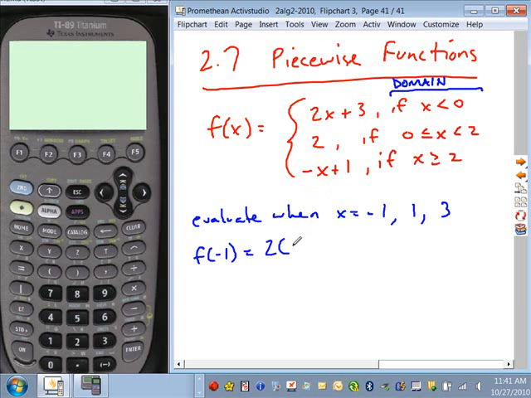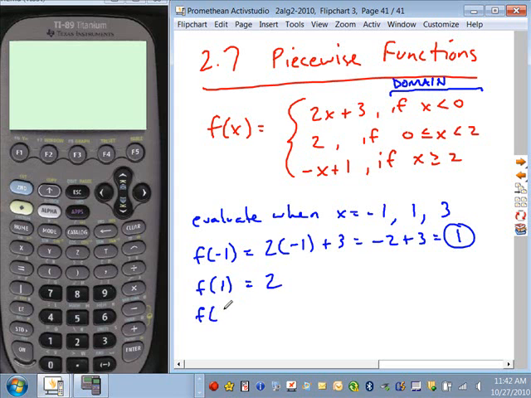You'll take that equation, replacing the x with this placeholder of -1, and evaluate that. So you get -2 plus 3. Your value winds up being 1 when x is -1. What about when x is 1? Which of these equations will we use, the top, middle, or bottom? 1 falls in the domain of the second one, between 0 and 2. So what is f of 1? Just 2. It's just this function right here.